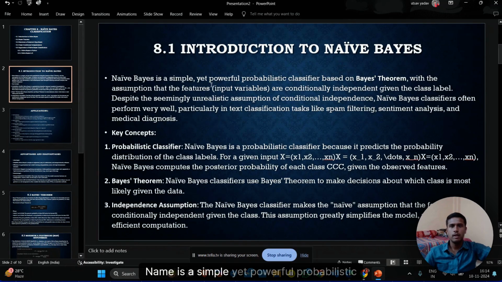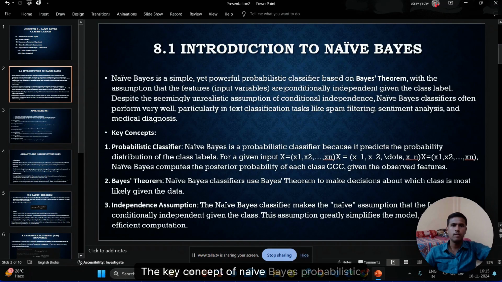Naïve Bayes is a simple yet powerful probabilistic classifier based on Bayes theorem with the assumption that the features are conditionally independent given the class label. Despite the seemingly unrealistic assumption of conditional independence, Naïve Bayes classifiers often perform very well, particularly in text classification tasks like spam filtering, sentiment analysis, and medical diagnosis.